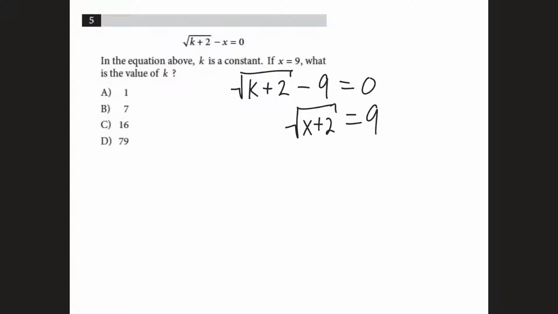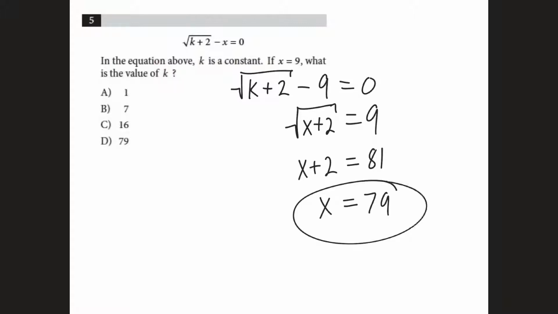And then square both sides. If I square a square root, I'm just left with the argument. And if I square the 9, I get 81. Subtract 2 from both sides, I'm going to get 79. D is the solution.